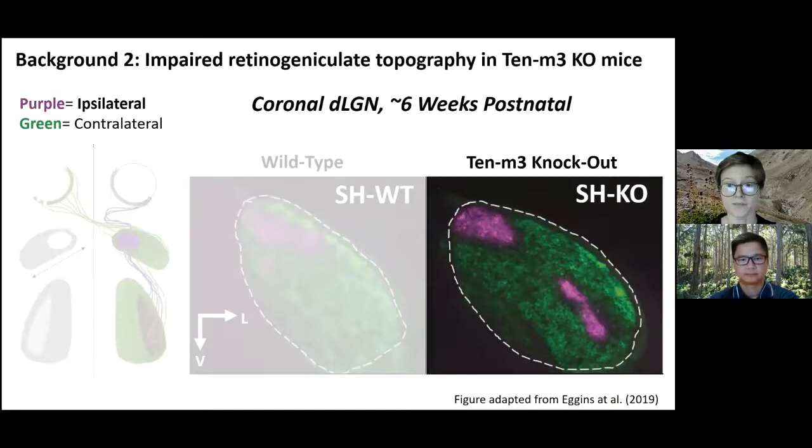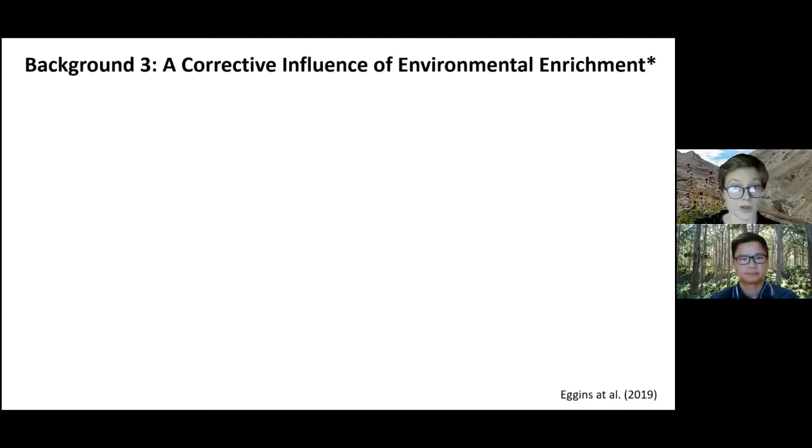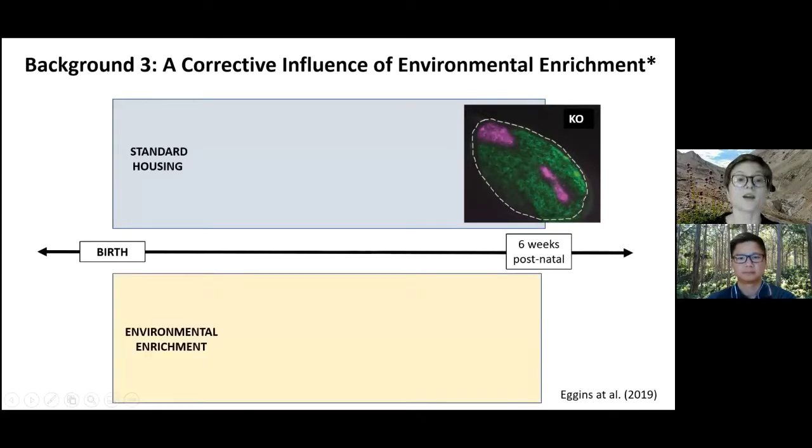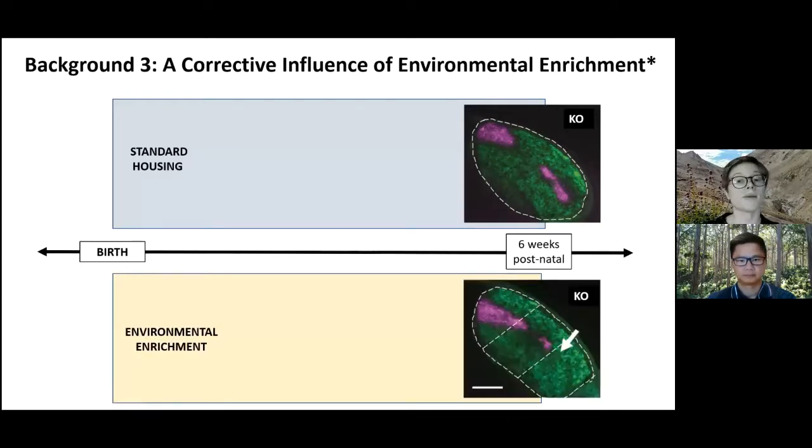So curiously though, my lab, this is before me, managed to characterize a corrective influence of early environmental enrichment in these mice on this particular defect. So this is our standard housing. This is the same image that you saw previously of the 10M3 knockout mouse at 6 weeks postnatal. But curiously, with environmental enrichment, we characterized a retraction in these ipsilateral projections in this most ventrolateral area here at 6 weeks postnatal of enrichment.